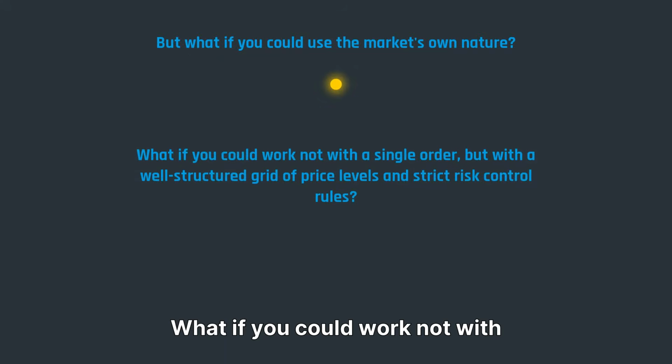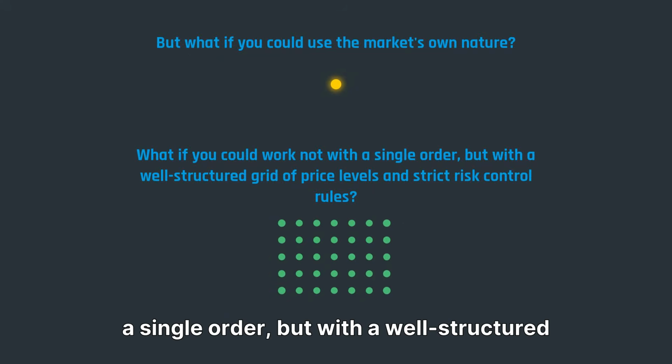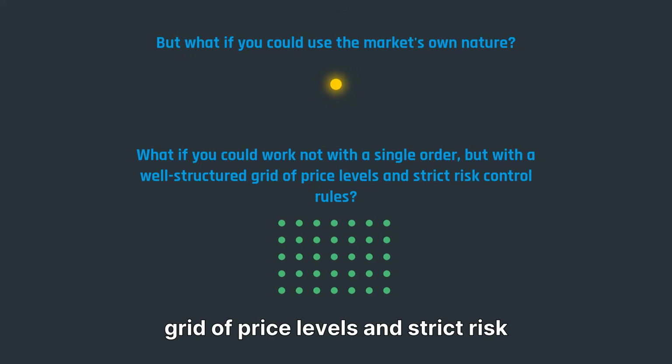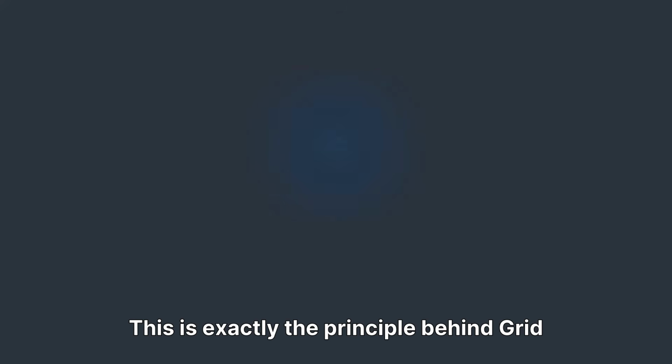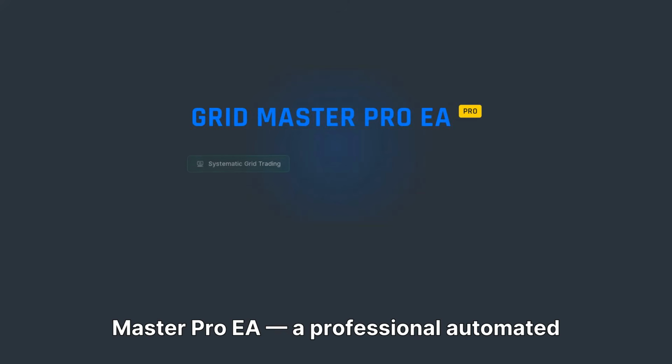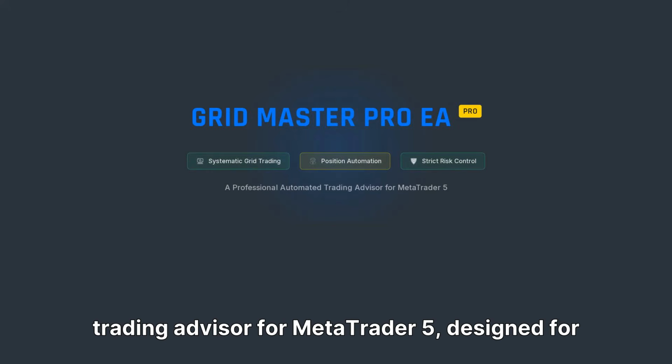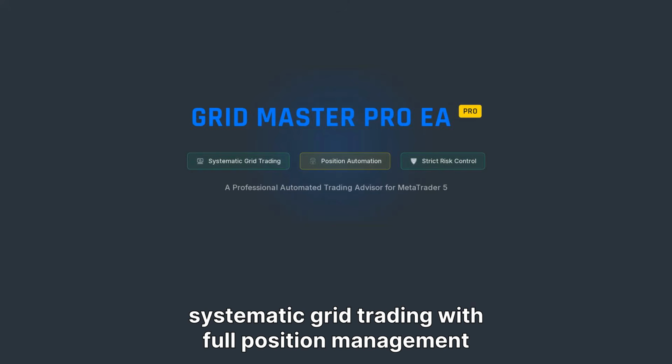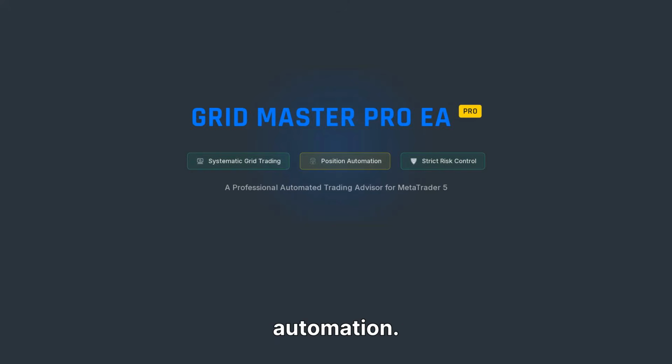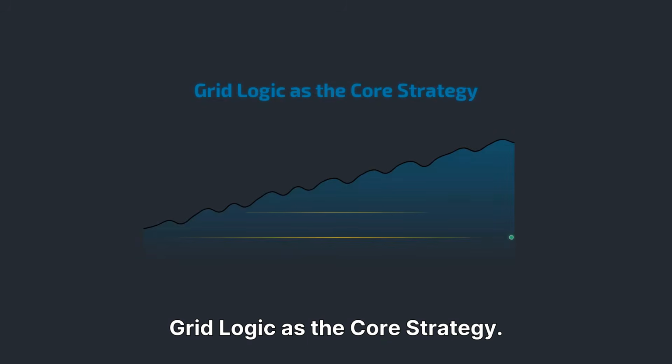What if you could work not with a single order, but with a well-structured grid of price levels and strict risk control rules? This is exactly the principle behind Gridmaster Pro EA, a professional automated trading advisor for MetaTrader 5, designed for systematic grid trading with full position management automation. Grid logic as the core strategy.